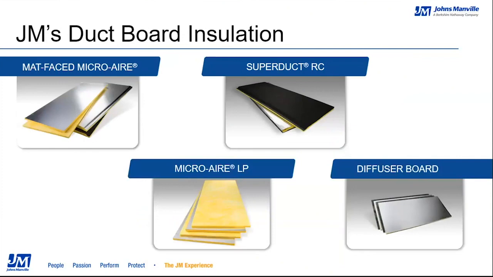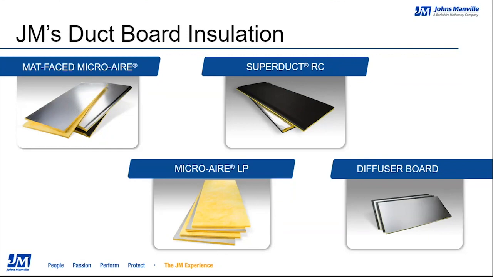JM's ductboard insulation. Johns Manville offers 4 key ductboard options for many different application requirements in the 4x10s and the 4x8s we previously discussed, and these come with shiplaps and/or butt edges. The first product there is our matte face micro air ductboard. This is what we call our MAD board. This is our workhorse product, similar to the FSK duct wrap, and we'll get into more details around this product. Super Duct RC is essentially our MAD board with an additional add to it with JM's exclusive Permacoat coating that Brennan talked about around our liner products, and that helps provide a more durable airstream surface.